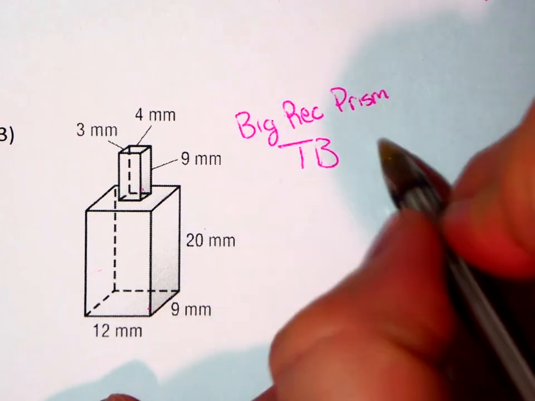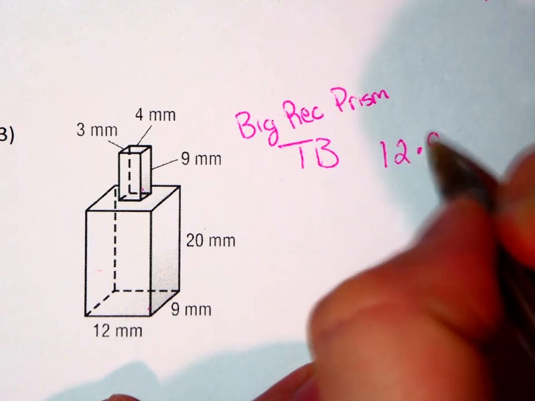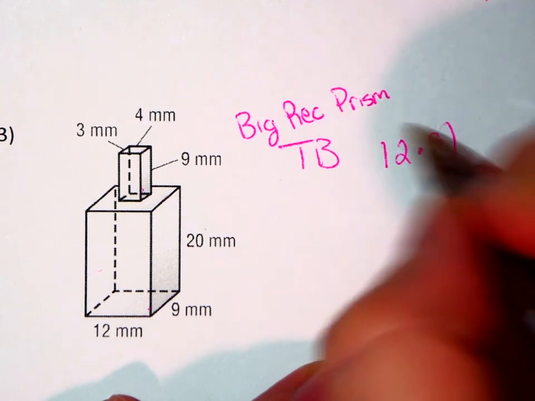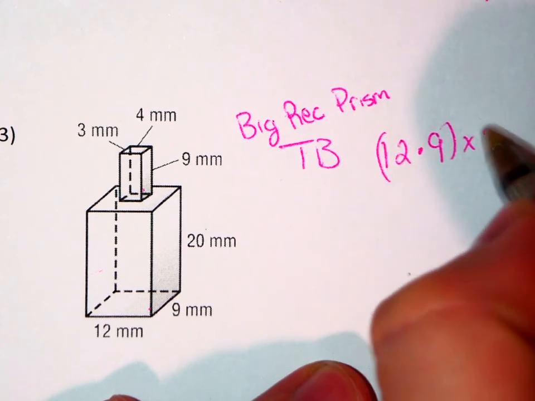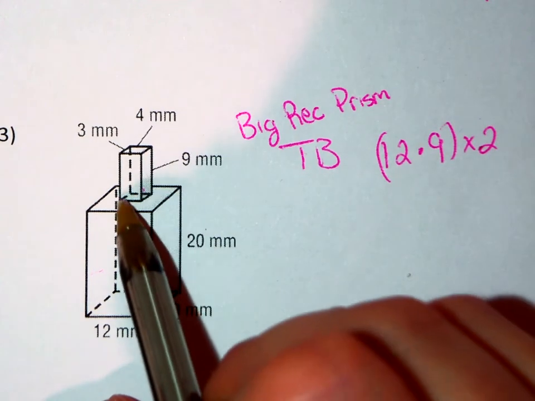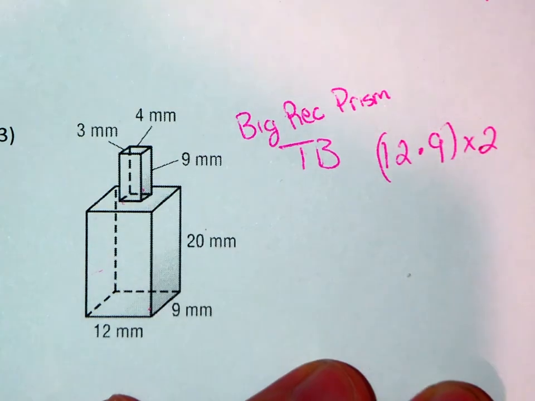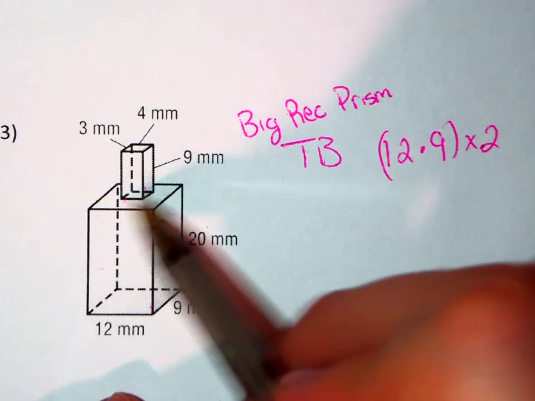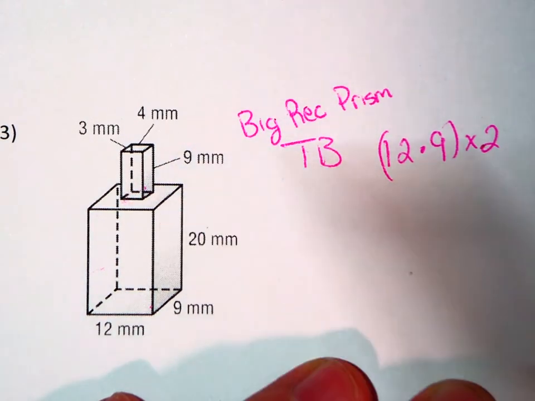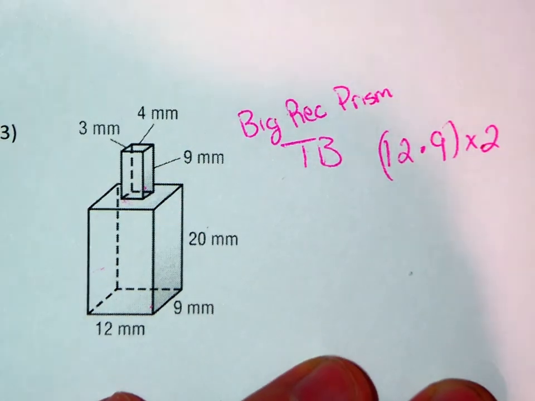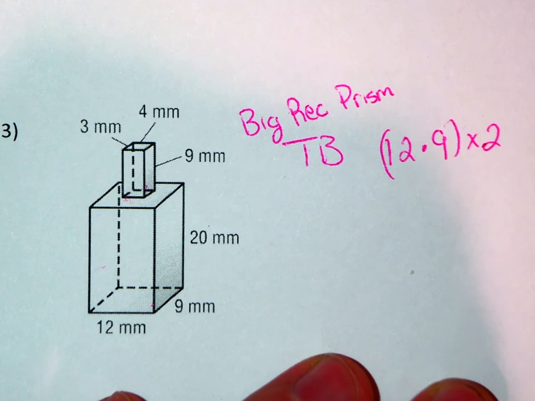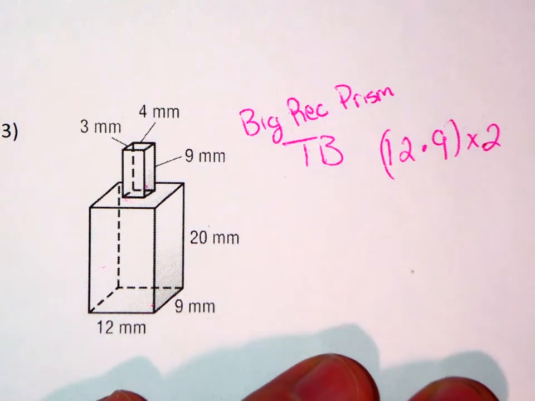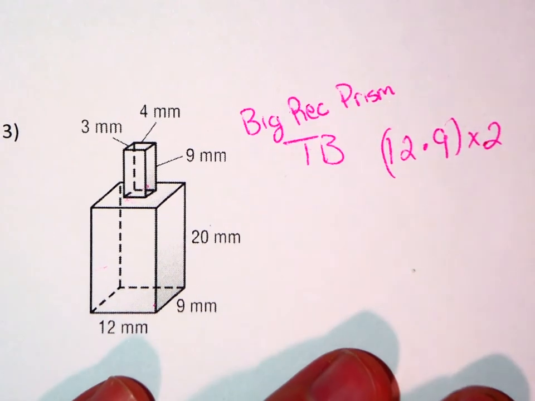Twelve times 9. And I'm going to calculate 2 of those for right now. Now we should be able to notice that this little rectangular prism is sitting on top of the big one. So there's going to be a portion of its area that we don't need for the big rectangular prism. I'm going to subtract that in just a little bit here. For now, I'm going to find all of the surface area and then subtract it.